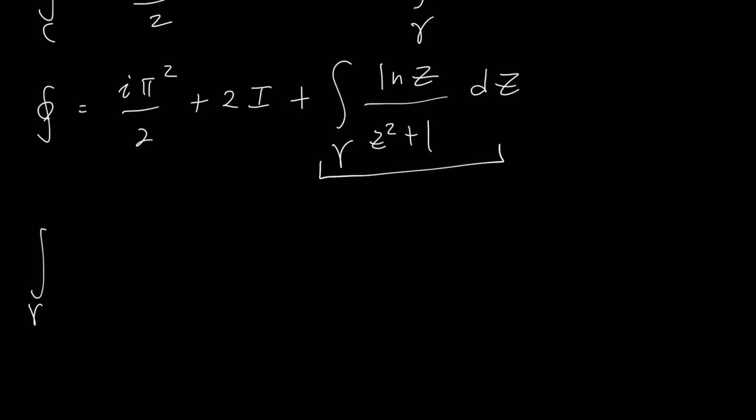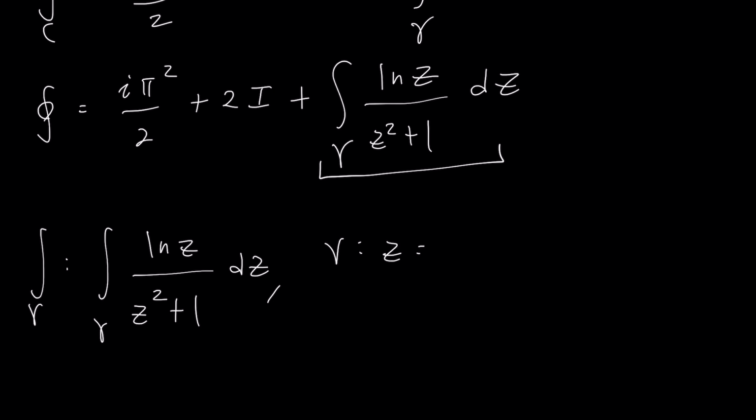So the integral over the small loop of the natural log of z divided by z squared plus 1 dz. We have to parameterize this, so we can let z equal epsilon e to the i theta. That means that dz is i epsilon e to the i theta, and that theta ranges from pi to 0.